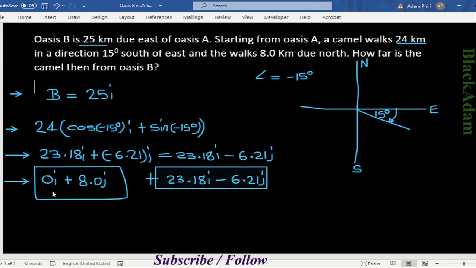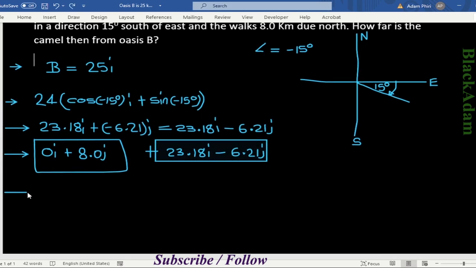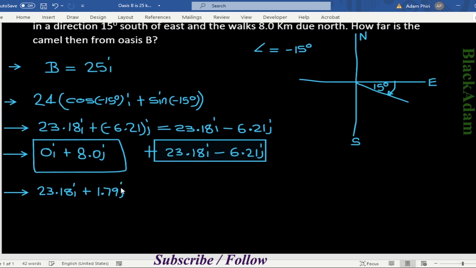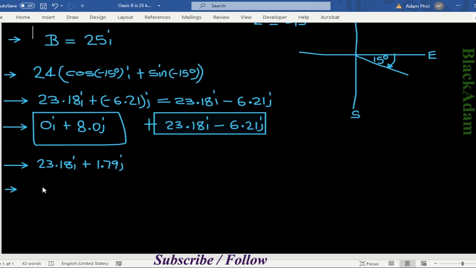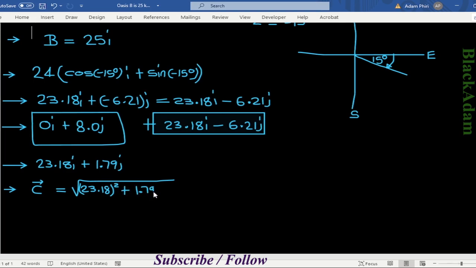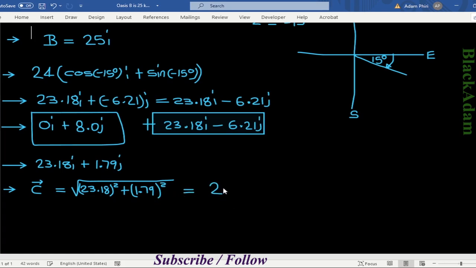So adding them all together, we have 0 plus 23.18 i, giving us 23.18 i, and then 8.0 minus 6.21 j gives us 1.79 j. So that's the component. So that is going to be our vector for C. So the magnitude of C will be the square root of 23.18 squared plus 1.79 squared.